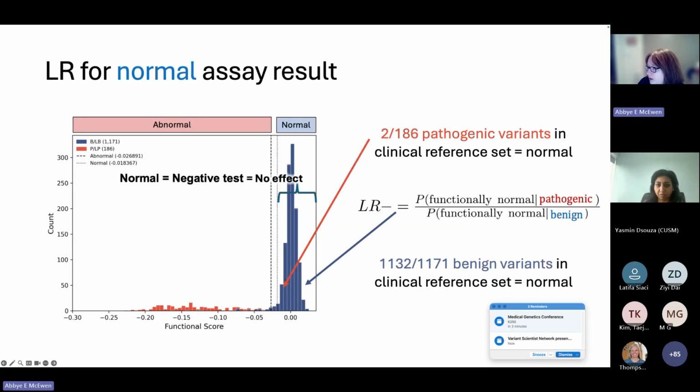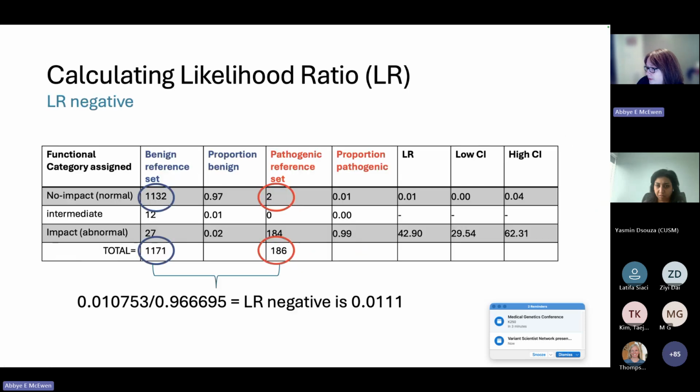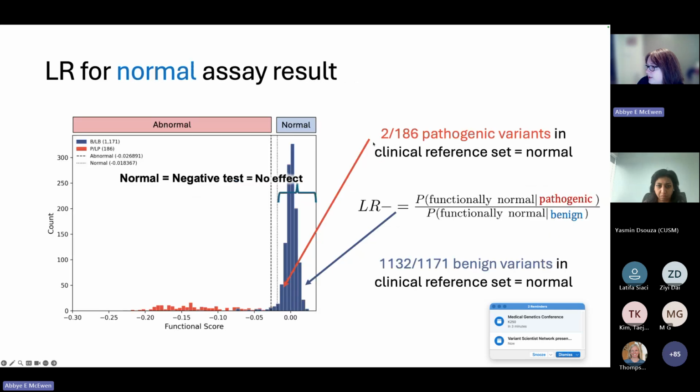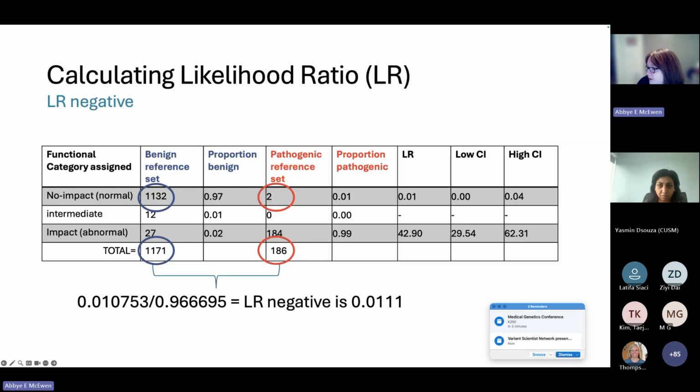Now that we've looked at our LR positive, we want to look at the LR negative, which is the likelihood ratio for a pathogenic variant given a normal result. If you do this, we see that 2 out of 186 pathogenic variants are called normal, and 1,132 over 1,171 benign variants are called normal. So if you divide your numerator by your denominator here, your LR negative is 0.01.